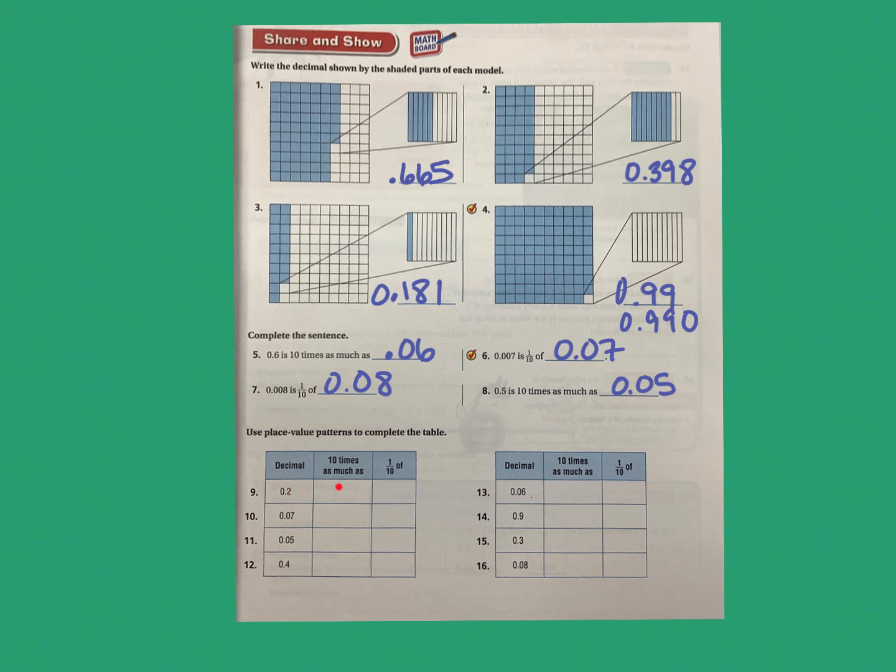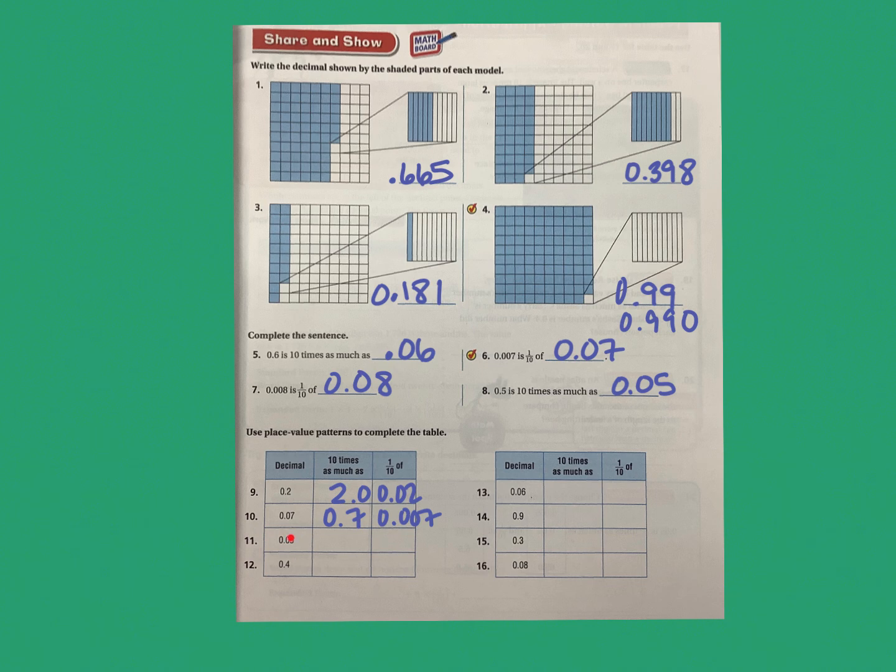Decimal is 2/10. What's 10 times that amount? If I have 2 dimes, 10 times that's 20 cents, right? And 10 times that is $2. What's 1/10 of 2 dimes? That would be 2 pennies. What about 7/100ths? What is 10 times as much as that? 0.7. I'm hoping you're starting to see the pattern come along here if you haven't already. And what is the smaller version of that, the division by 10? It's going to be 0.007, 7/1000ths.